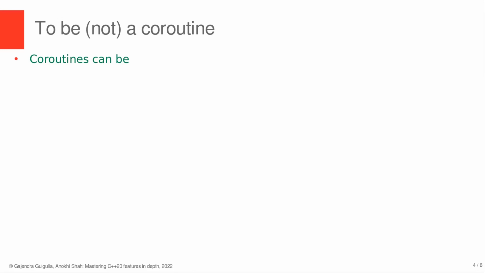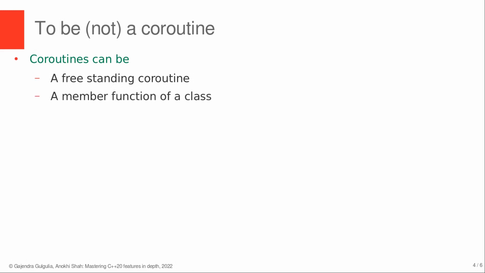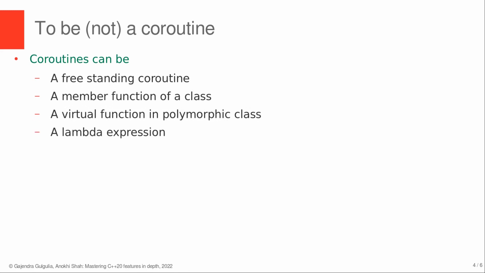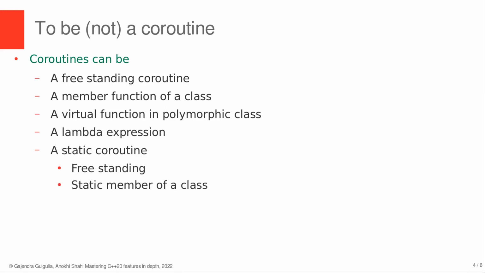Now let's look at what a legal coroutine can be. A legal coroutine can be a freestanding function, which we have already seen, or a member function of a class. In fact, it can be a virtual function in a polymorphic class. It can be a lambda expression. It can be a static function, that is a freestanding static coroutine as well as a static member of a class. Let's look at some examples in the editor that I've already prepared for this lecture.